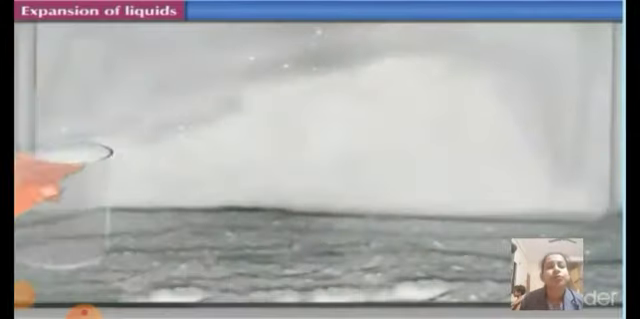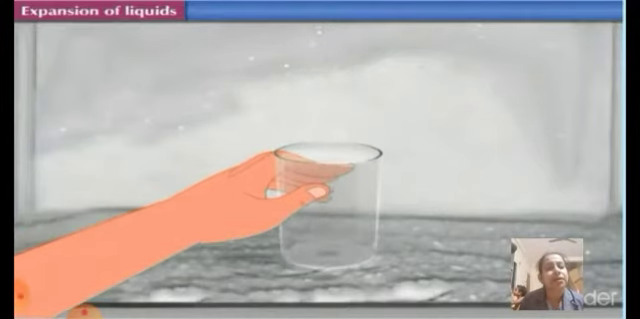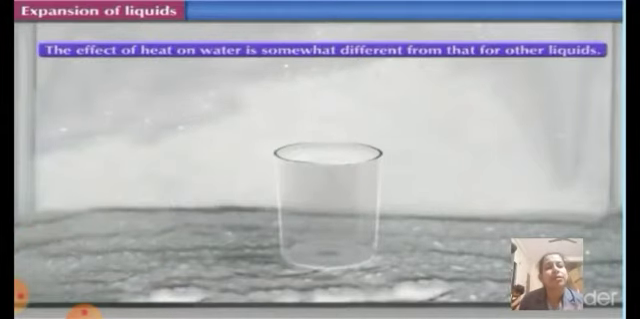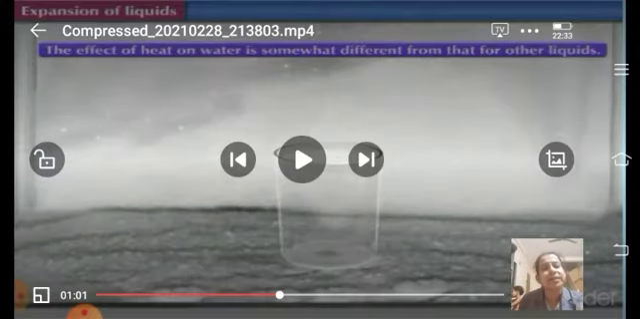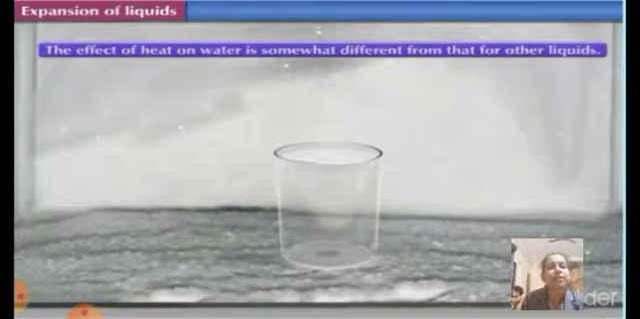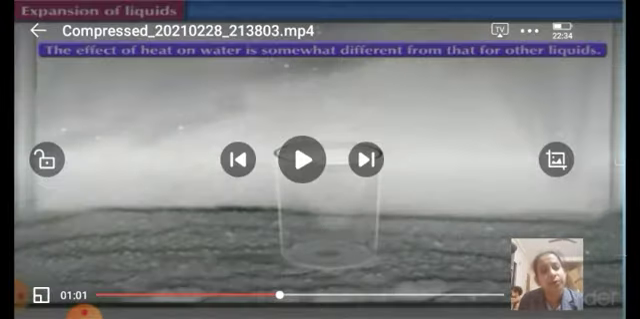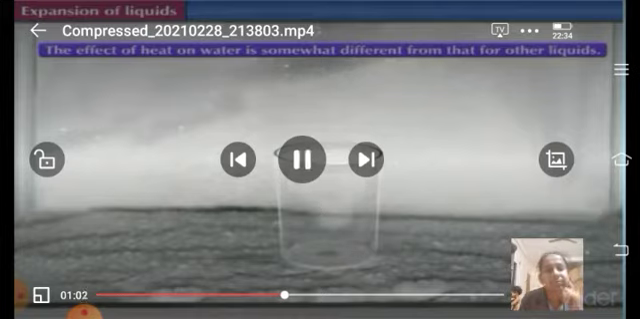Fine. So you have learned that all the substances expand on heating, whereas in the case of liquid, that is water especially, it shows a different behavior. Okay, so the effect of heat on water is somewhat different from that of other liquids. Let's see how it is showing a different behavior.